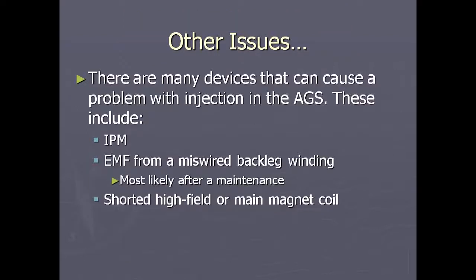Extraction equipment is the same way. Are we trying to extract as soon as the beam gets in? It's less common than some of the other issues. You have the orbit correctors available to you in the AGS. I talked about them more in the acceleration, so they're more useful during the acceleration phase.